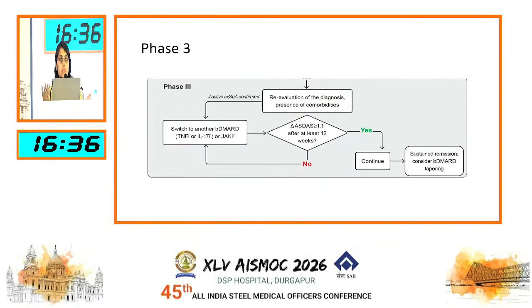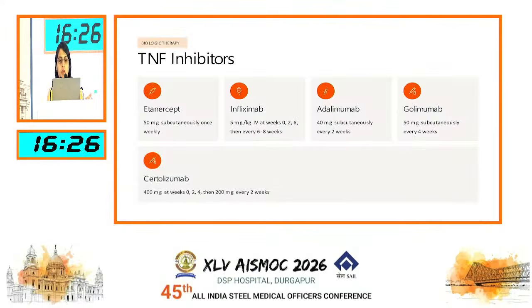After a trial of these biologic or tofacitinib group of medicines, if there is still no response, then we can switch to another biologic or switch to tofacitinib and try. So what are the options? We'll discuss in short. TNF inhibitors, these are the 5 molecules we have, not 4 molecules, the upper 4: etanercept, infliximab, adalimumab and golimumab, which are there in the Indian market right now.